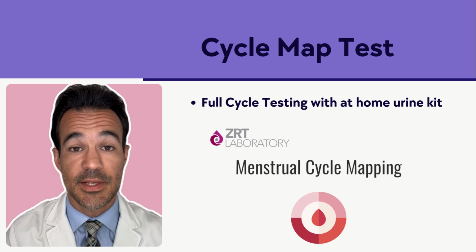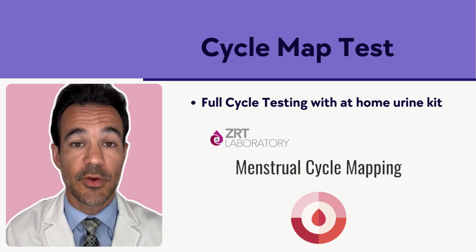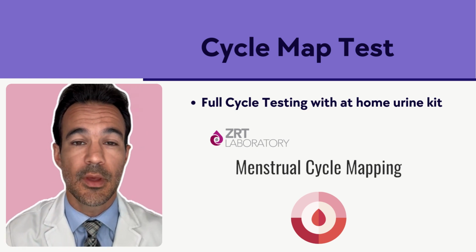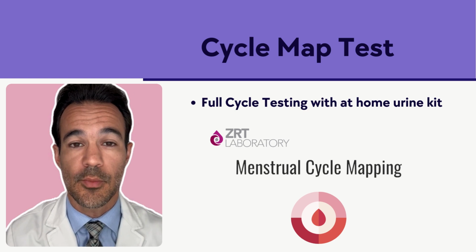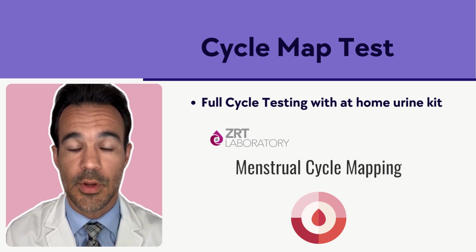The CycleMap test allows us to measure your hormones throughout your entire cycle, which is very different from standardized tests that only get 1 day of sampling. In these standard tests, we can oftentimes miss an abnormality in your hormones. This allows us to detect the root cause issue of your hormone imbalance.